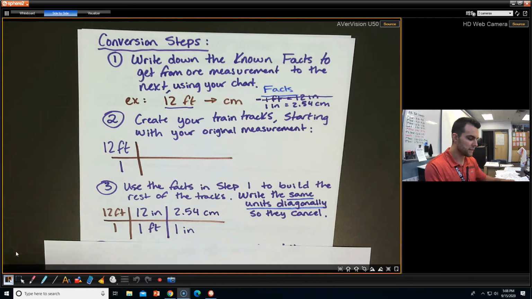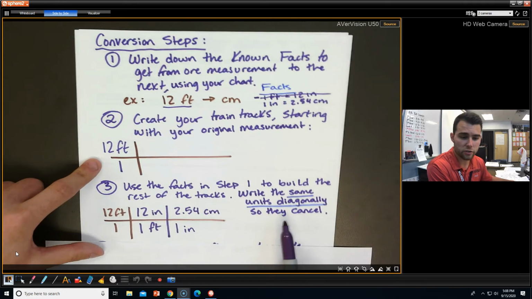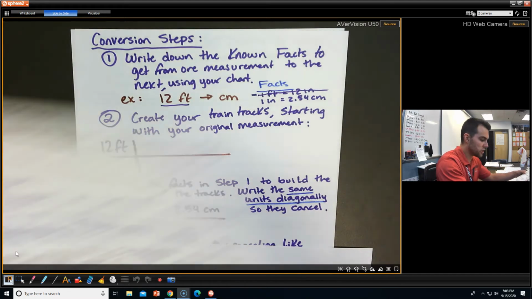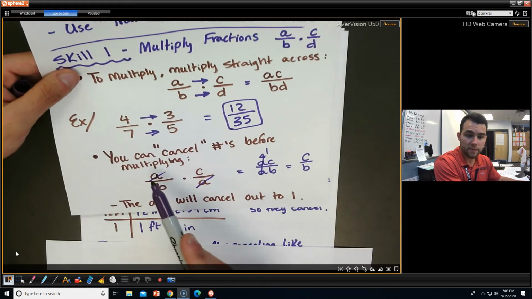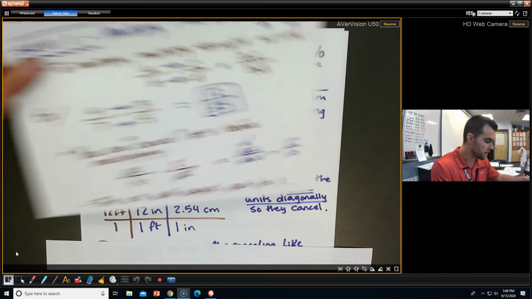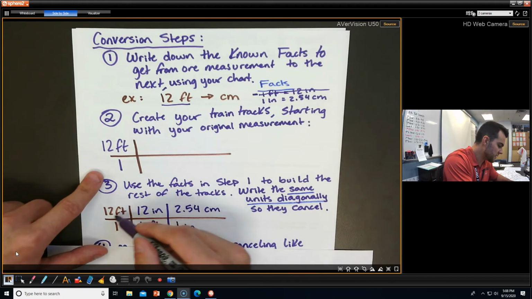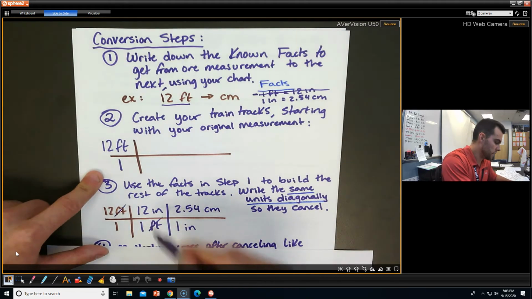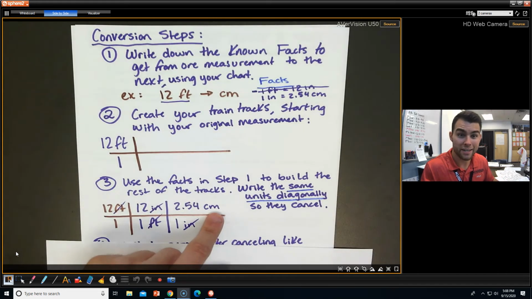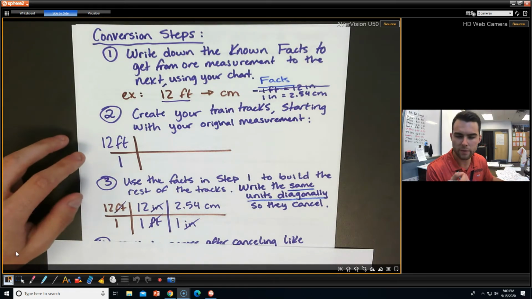Now, why am I writing it like that? Well, I said, write the same units diagonally so they cancel. I'm writing it as I showed you with your fractions. That's why I showed you this. If I have something in the numerator and the denominator, and they're diagonal, I can cancel them out to 1. That's what my units are doing. This is why I wrote them the way I did, because my feet are going to cancel, and likewise my inches will cancel. So I'm only left with centimeters, and I'm going from feet to centimeters. That's how you get them to cancel.